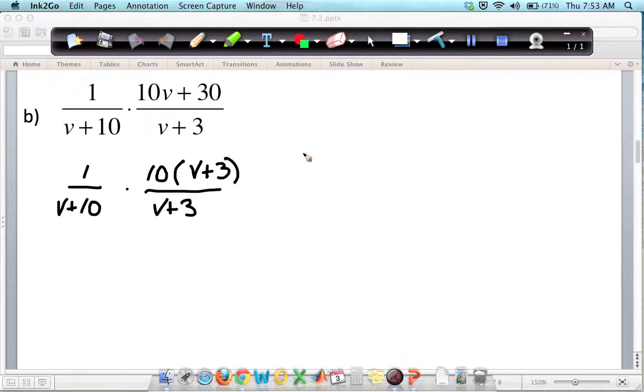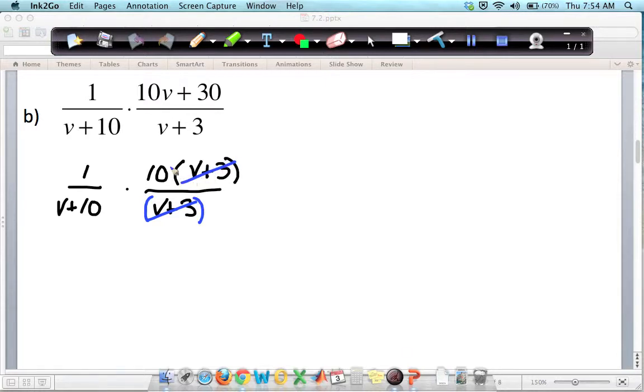Once you've factored it, you can go ahead and look for any common factors. Remember, if I have a v plus 3 here, think of this v and plus 3 having to stay together. You can only cancel this if you have something that's exactly the same, which we have in this numerator. So both of these v plus 3's can cancel.